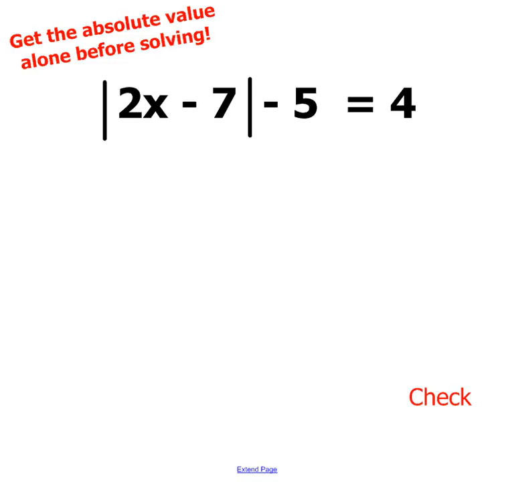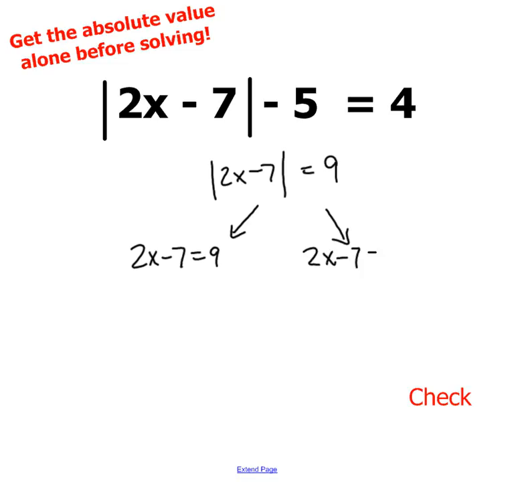All right, so we're going to use our little process here. If you want to stop and pause here and try it on your own, that would be great. So coming back, we would do 2x minus 7 equals 9. So I'm going to set up my two cases. 2x minus 7 equals 9. 2x minus 7 equals negative 9. 2x equals 16, and x equals 8. Or 2x equals negative 2, and x equals negative 1.